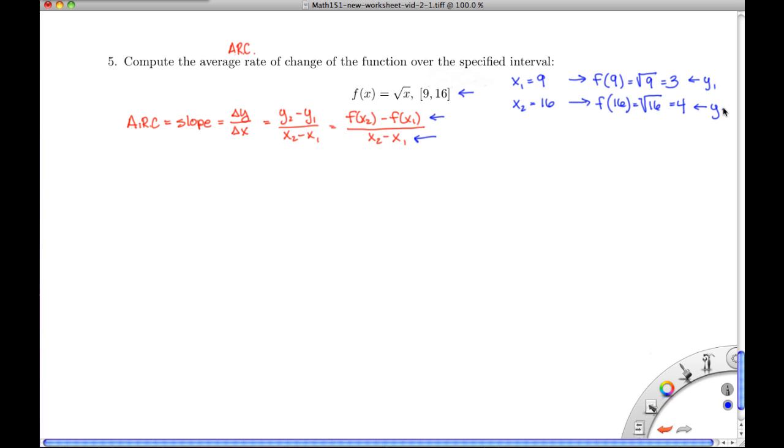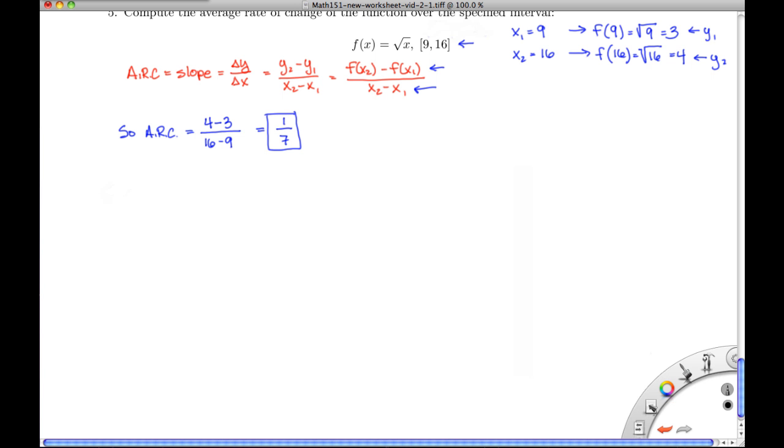All right, so let's use this information to now calculate the average rate of change. So average rate of change for us is going to be equal to our f of x sub 2, which is 4, minus our f of x sub 1, which is 3, divided by x sub 2, which is 16, minus x sub 1, which is 9. And if we go ahead and calculate this out, we'll have 1 divided by 7, and that's our average rate of change. So we're really just using the slope formula to do this. We just have to set up our points.